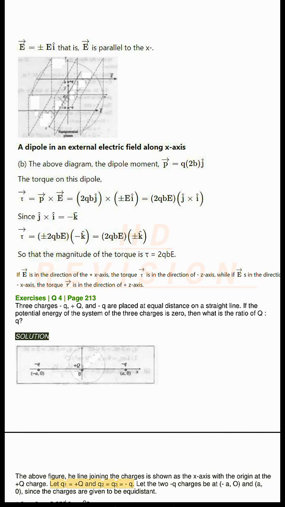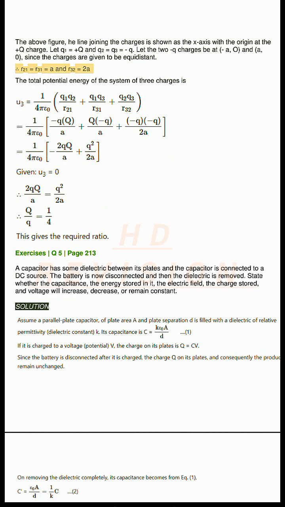Let Q1 equal +Q and Q2 equal Q3 equal Q. Let the two Q charges be at (a, 0) and (a, 0), since the charges are given to be equidistant. Therefore r21 equals r31 equals a and r32 equals 2a. The total potential energy of the system of three charges is.